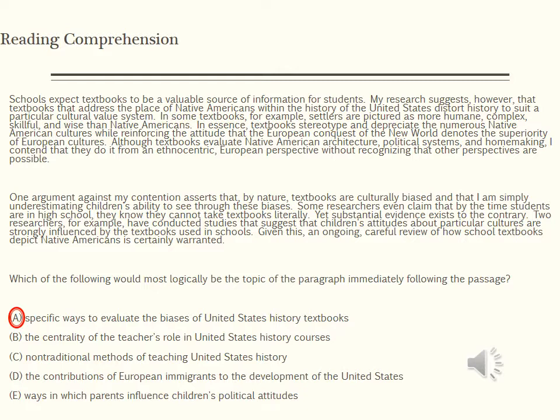Below is an example of reading comprehension. Take a couple of minutes to read the following passages and answer the question below. In this instance, the answer is A, because it is the only answer that addresses the topic of each paragraph, which evaluates U.S. history textbooks and the biases that they contain.